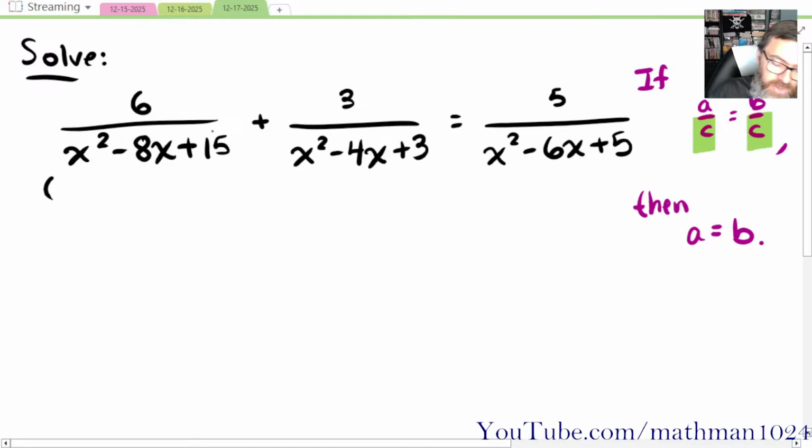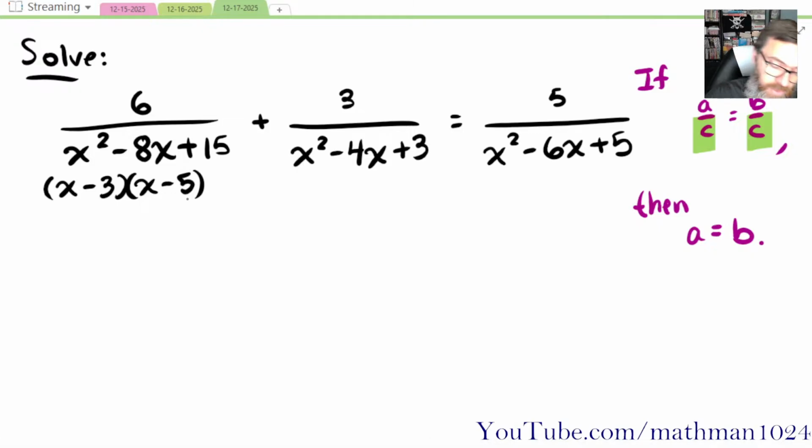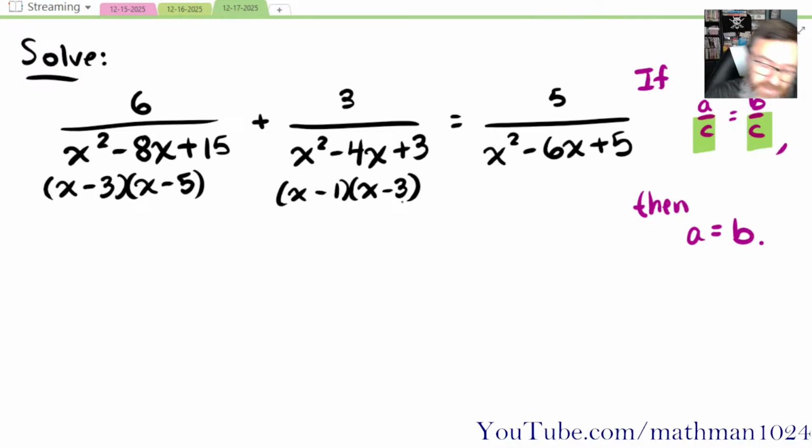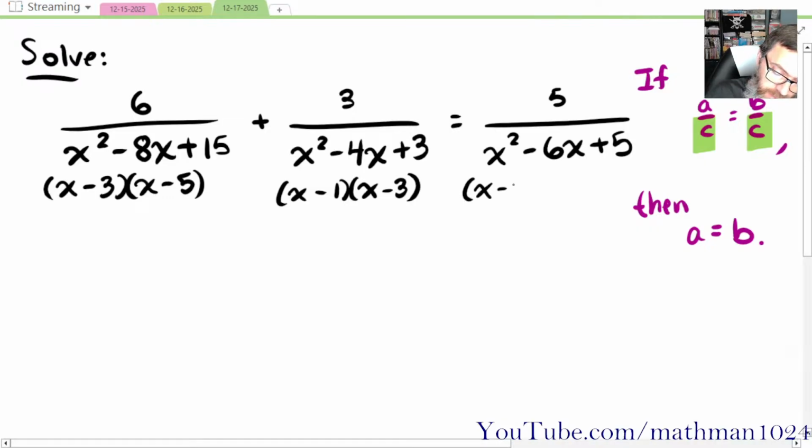So factors of 15 that add to 8 are 3 and 5. And so this denominator factors as x minus 3 and x minus 5. In the middle, we need factors of 3 that add to 4, so that's going to be 1 and 3. So that's actually going to be x minus 1 and x minus 3. And then on the right side, we need factors of 5 that add to 6. Well, the only options there are 1 and 5. So that's going to be x minus 1 times x minus 5.